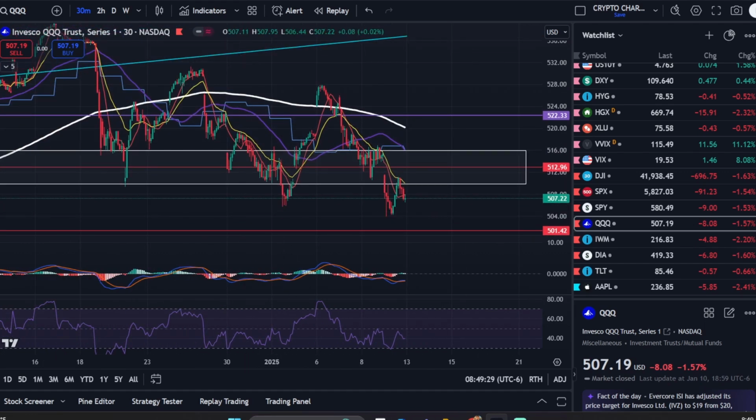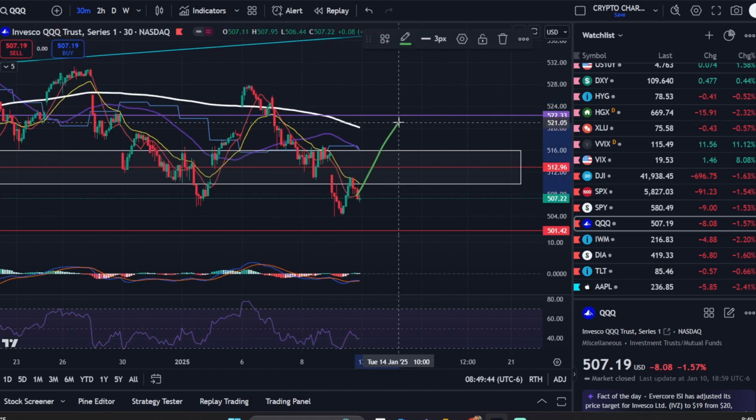You notice when we got these rips, was this a good time to short? Or was this a good time to short? Hey, well, we got a bounce and it came a little bit lower, but then it ripped to the upside. These are better areas to short.